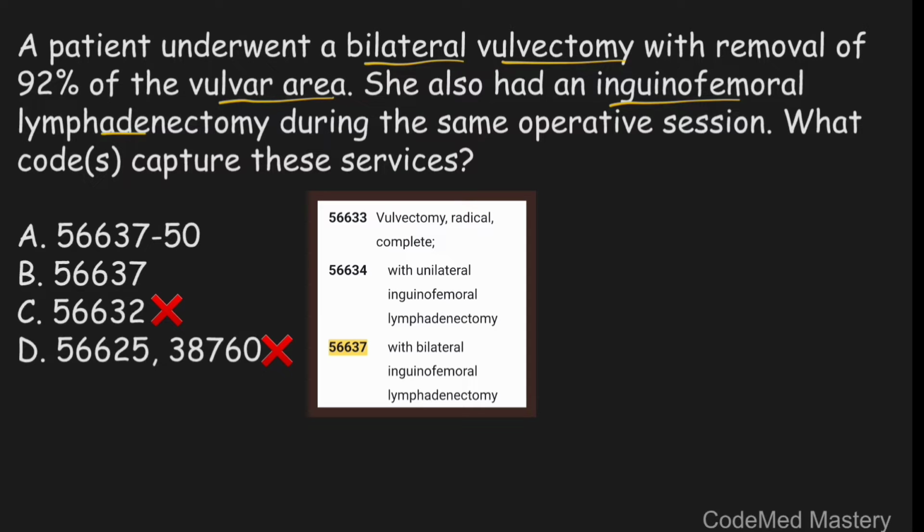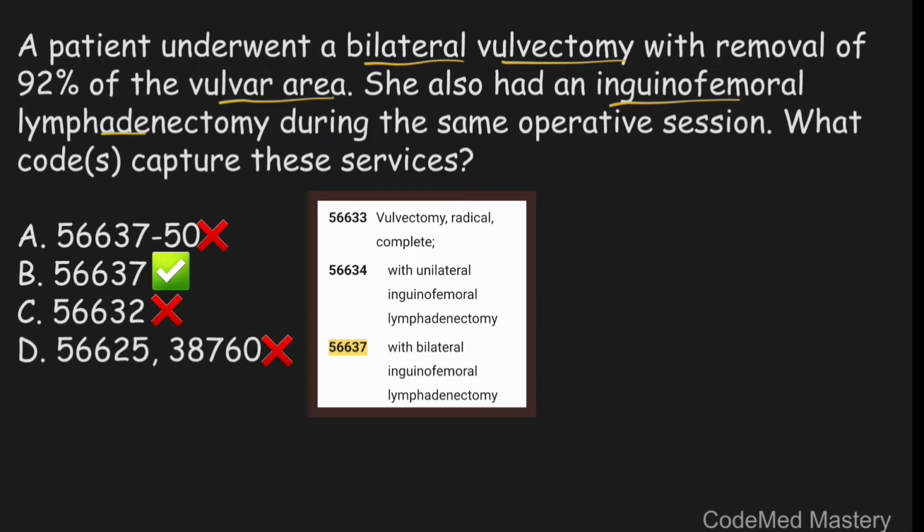In option A, they have appended modifier 50, which is for bilateral procedure. In the question, they have mentioned bilateral. But the code already involves bilateral inguinofemoral lymphadenectomy. Therefore, we are not supposed to append modifier 50. The right answer is option B, 56637.